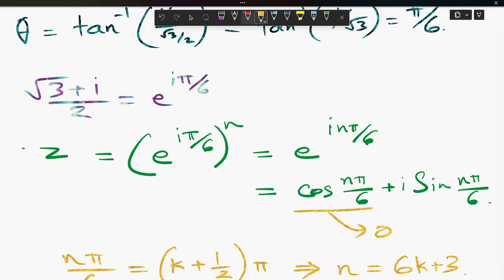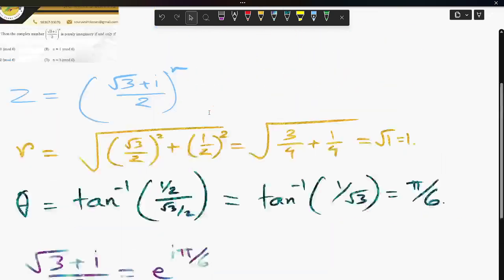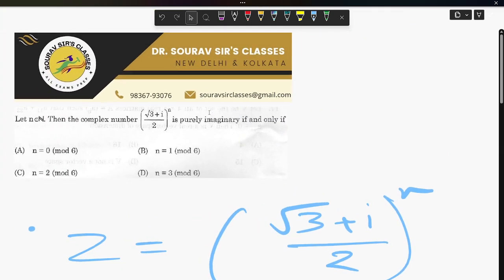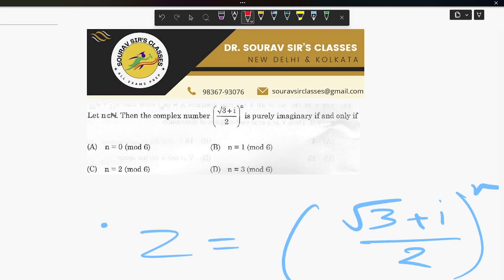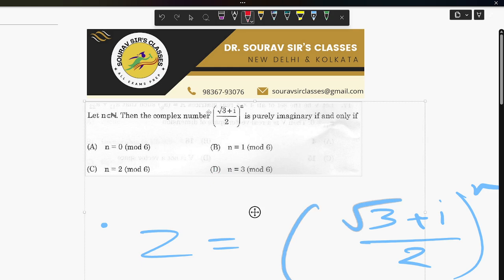The options are n congruent to 0 mod 6, n congruent to 1 mod 6, n congruent to 2 mod 6, and n congruent to 3 mod 6. So option D is the correct answer of this given question.